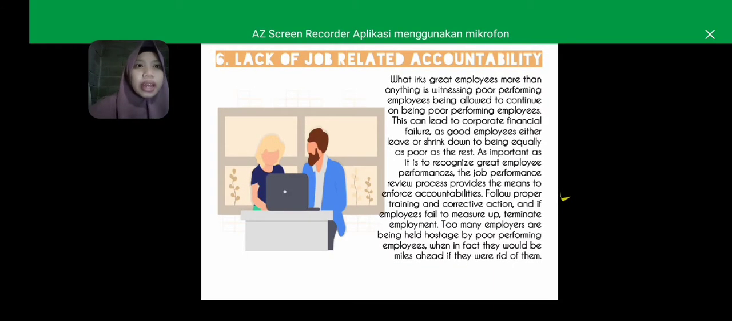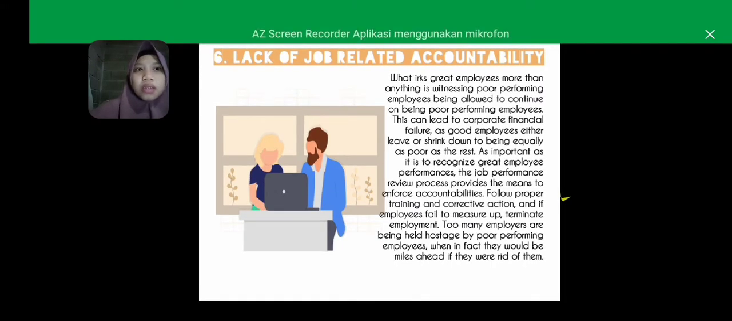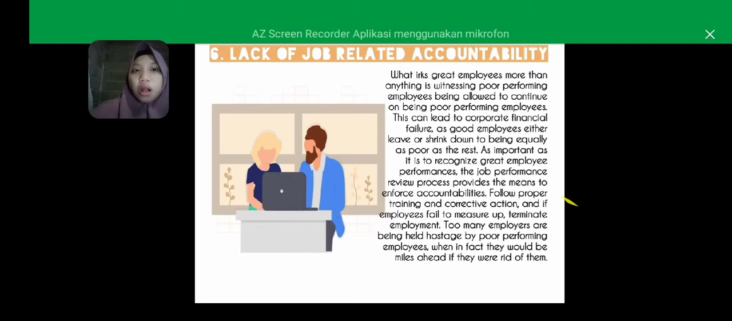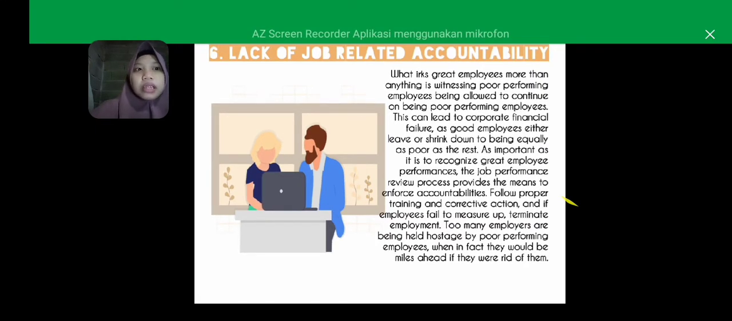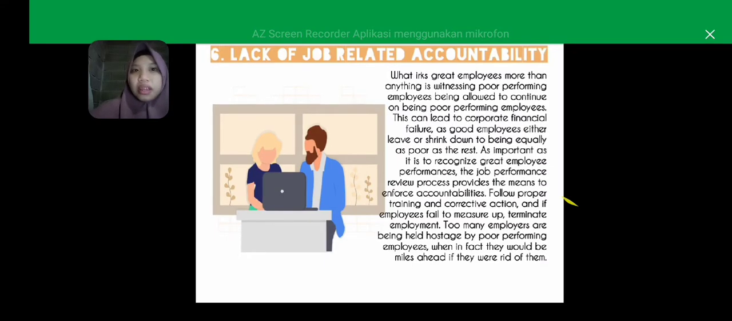Sixth, lack of job-related accountability. What irks great employees more than anything is witnessing poor performing employees being allowed to continue being poor performing employees. This can lead to corporate financial failure as good employees either leave or shrink down to being equally as poor as the rest. As important as it is to recognize great employee performance, the job performance review process provides the means to enforce accountabilities, follow proper training and corrective action, and if employees fail to measure up, terminate employment. Too many employers are being held hostage by poor performing employees, when in fact they would be miles ahead if they were rid of them.